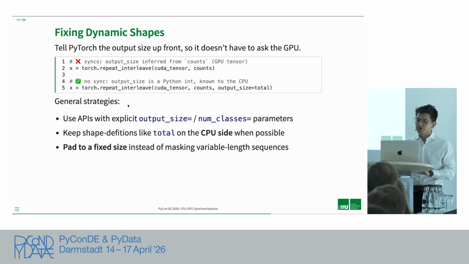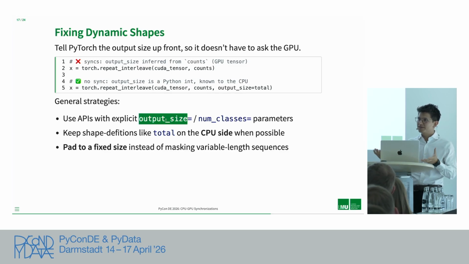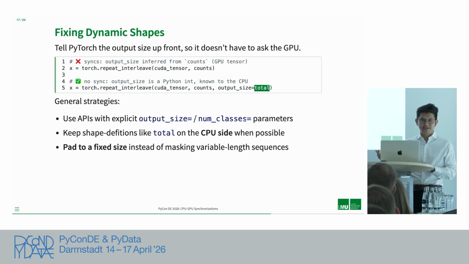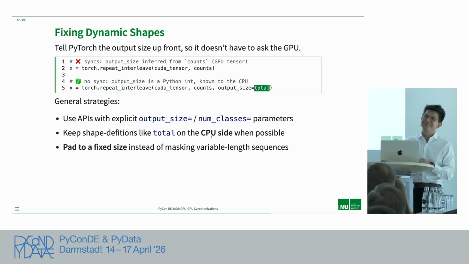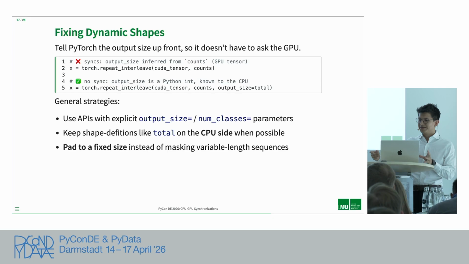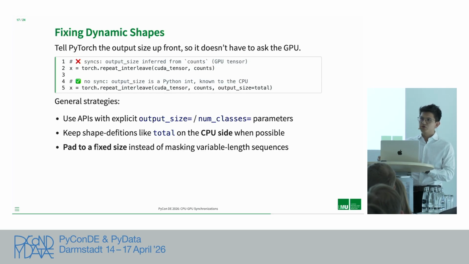So you try to use the APIs that allow you to pass the output size. This variable saying what the total size is should definitely not be residing on the GPU, so keep that on the CPU side. Otherwise, you will have a synchronization again. And padding is also a solution, which I'm not going to delve into a lot, but you can use padding to avoid dynamic shapes.